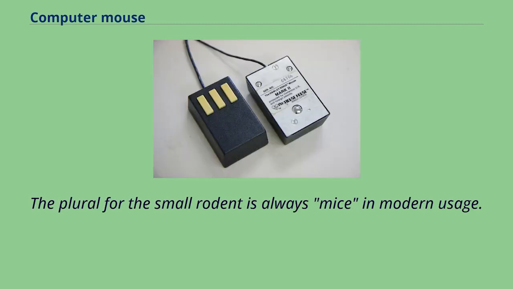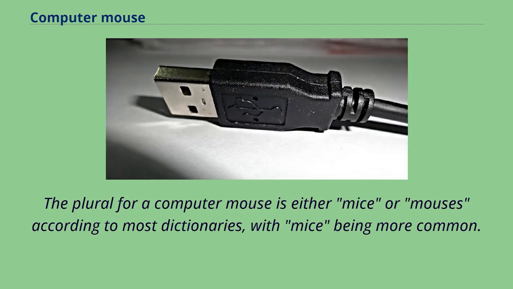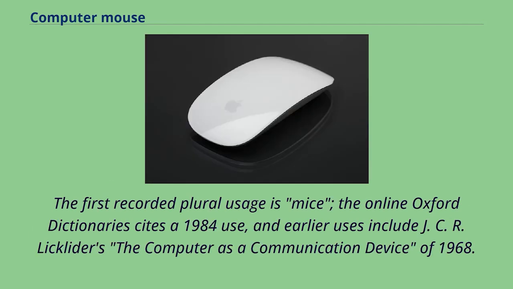The plural for the small rodent is always mice in modern usage. The plural for a computer mouse is either mice or mouses according to most dictionaries, with mice being more common. The first recorded plural usage is mice. The online Oxford Dictionary cites a 1984 use, and earlier uses include J.C.R. Licklider's The Computer as a Communication Device of 1968.